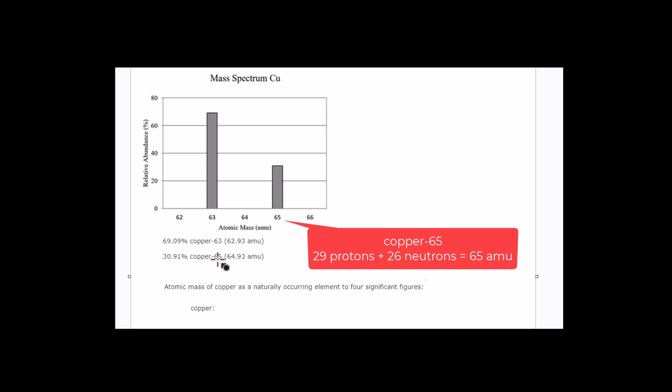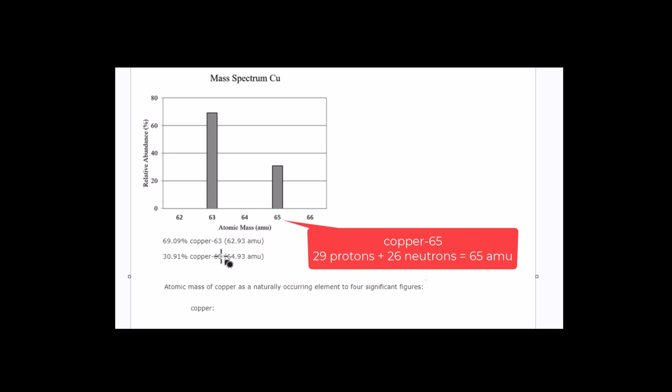Now, there's not as many of them. As you can see, it is about 30% of the atoms. So here it says 30.91% of copper atoms have a total of 26 neutrons, making them a little bit heavier. But that's all it does. It just makes them a little bit heavier.